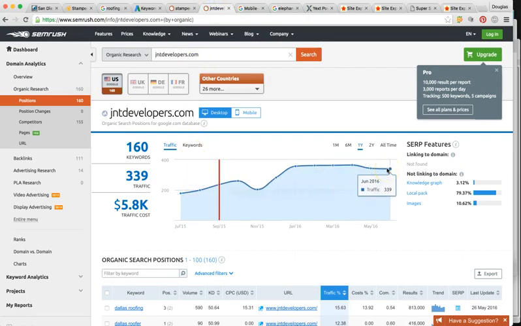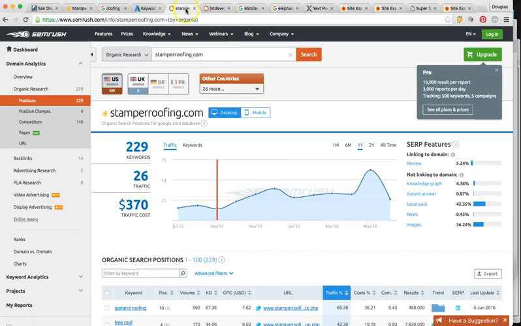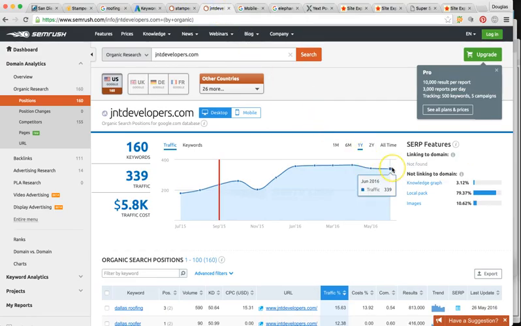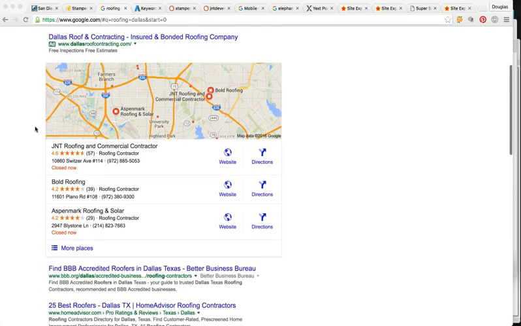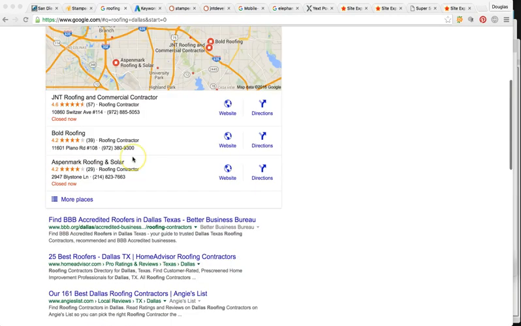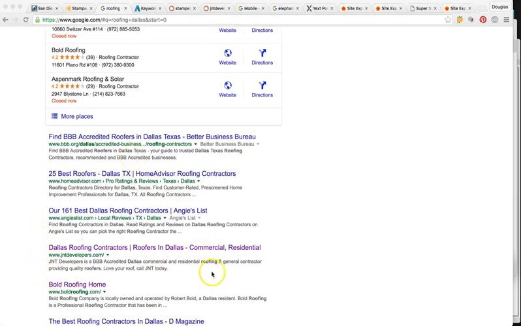He's getting over 300, 340 clicks or so per month. So literally, that is pretty much more than 10x your business than where you are right now. That's a potential to 10x your company. I'm sure you can see the profit value in that. Real quick, JNT is number one in maps, and then number four in organic.